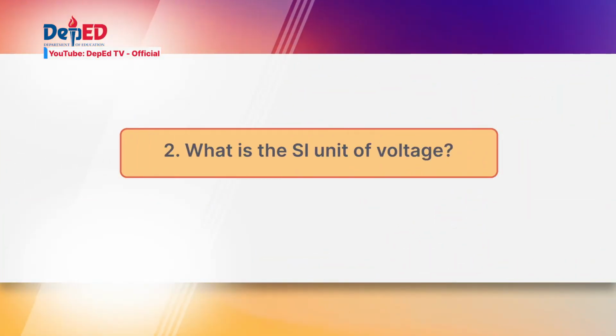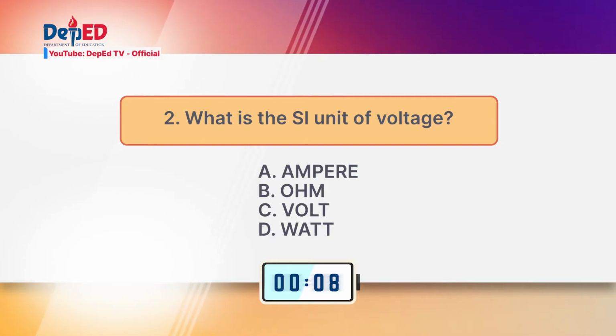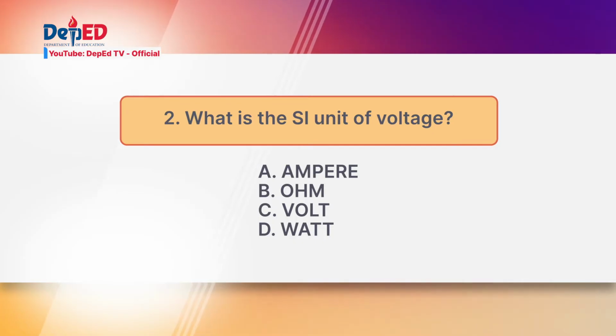What is the SI unit of voltage? A. Ampere. B. Ohm. C. Volt. Or D. Watt. The correct answer is C. Volt.